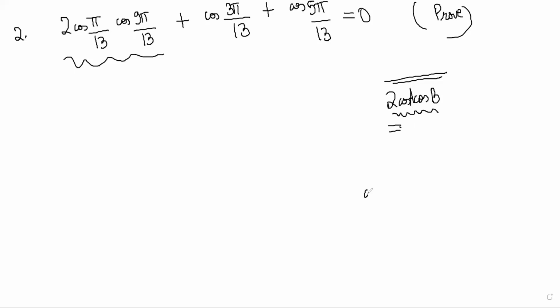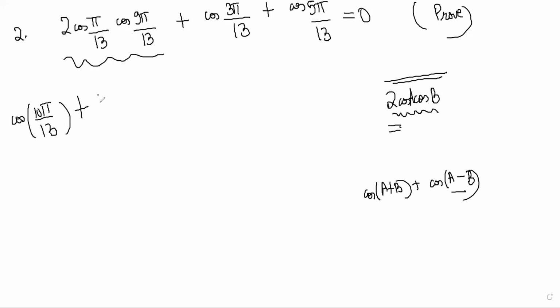Yes, so it's cos(A plus B) plus cos(A minus B). Because cos(A plus B) will give cos A cos B minus sin A sin B, and this will give cos A cos B plus sin A sin B. So if you add them, it will become this. So this will become cos of this plus this, so that is 10 pi by 13, plus cos of A minus B, which is cos 8 pi by 13, right? Plus cos 3 pi by 13 plus cos 5 pi by 13.